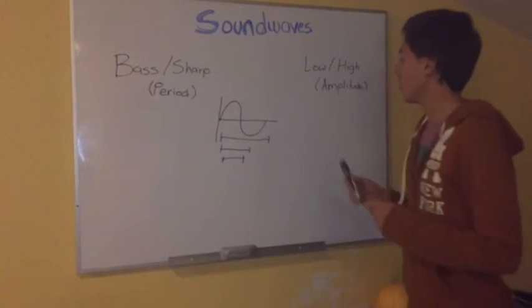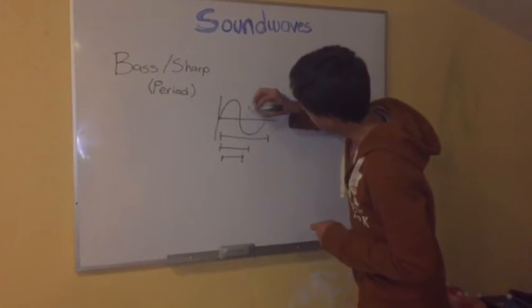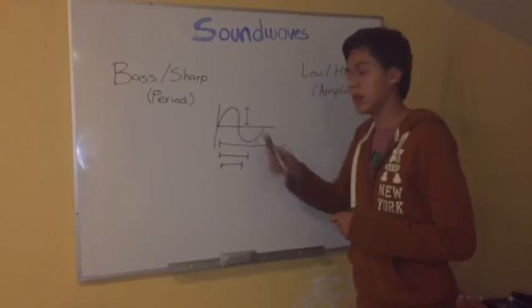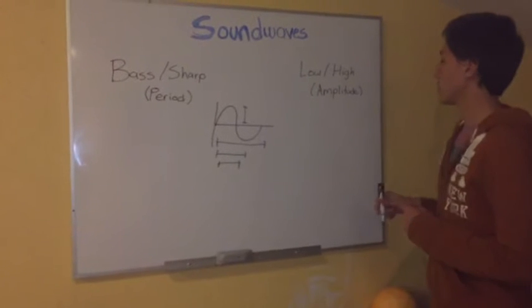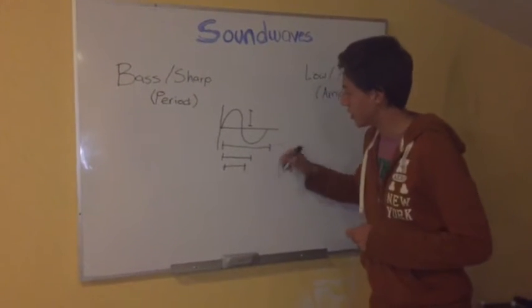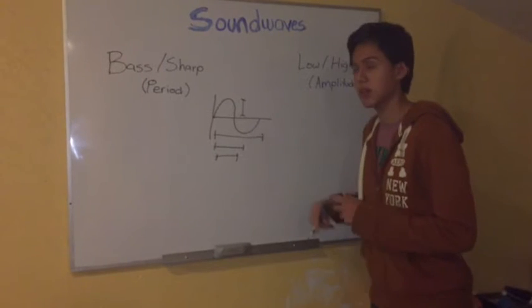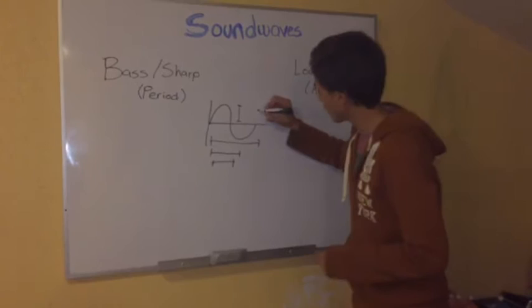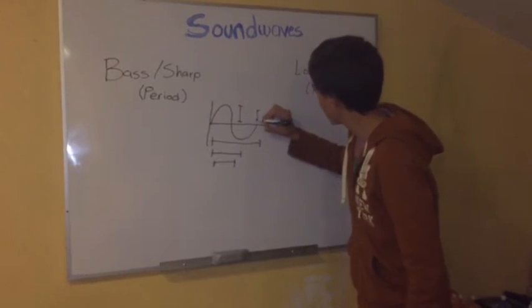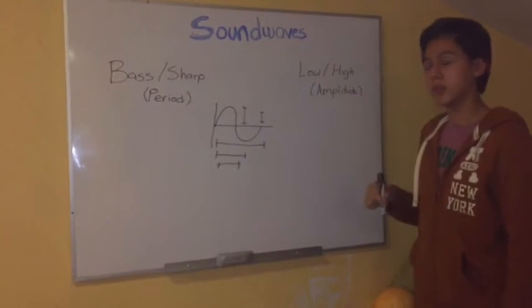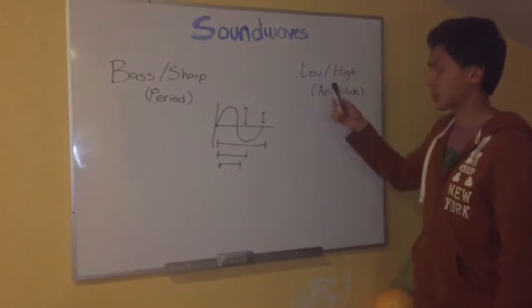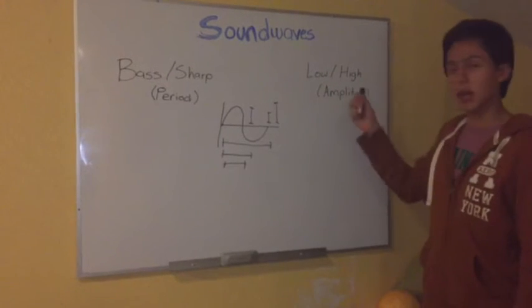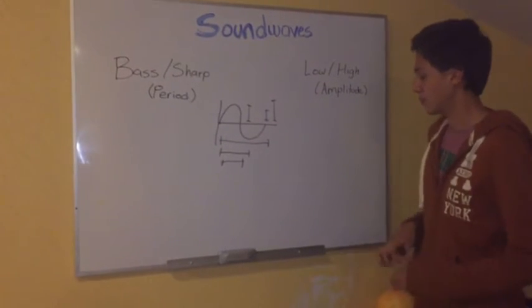On the other hand, the amplitude, which is this one, the distance between the top and the x-axis, or the lowest point to the x-axis, defines if the sound is low or high. A shorter amplitude implies a lower sound, and a higher amplitude implies a higher sound.